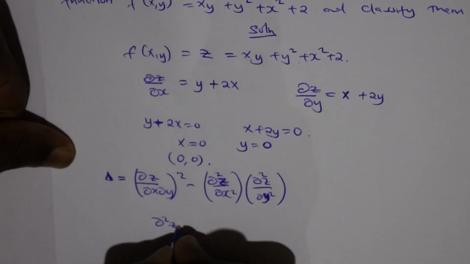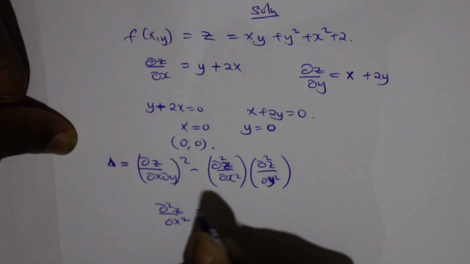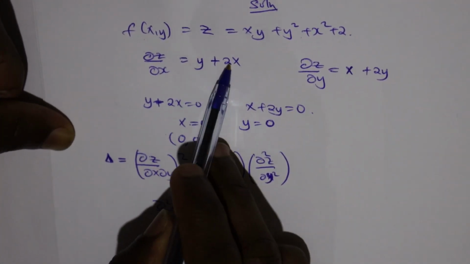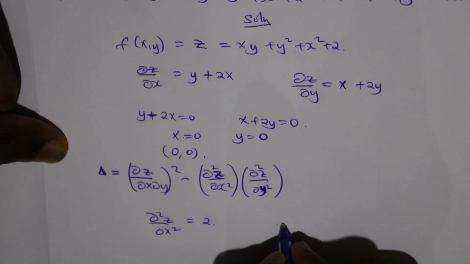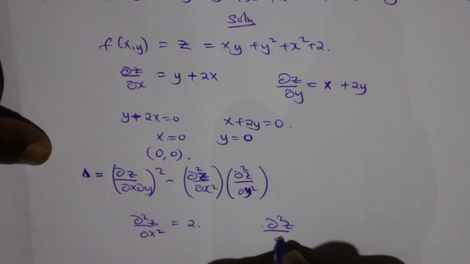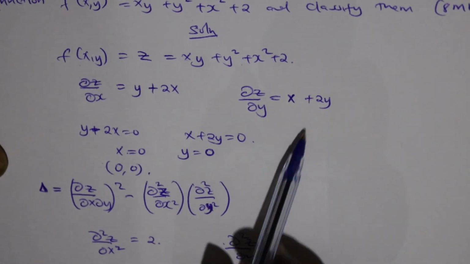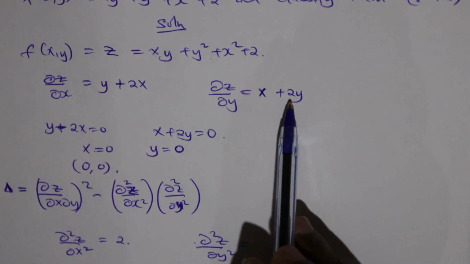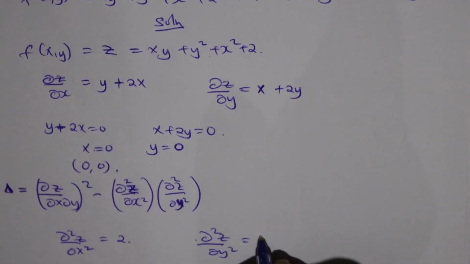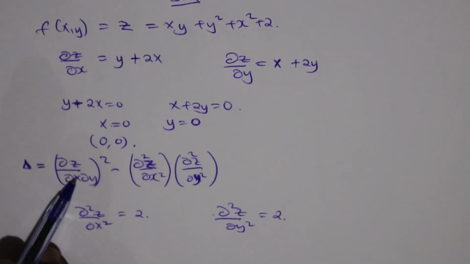So d²z/dx². Differentiate this with respect to x. There's no x here. Differentiating this one, you get what? You get 2. Then we come to d²z/dy². Differentiating this one again with respect to y the second time, there's no y here. Differentiating this one, we just get 2.